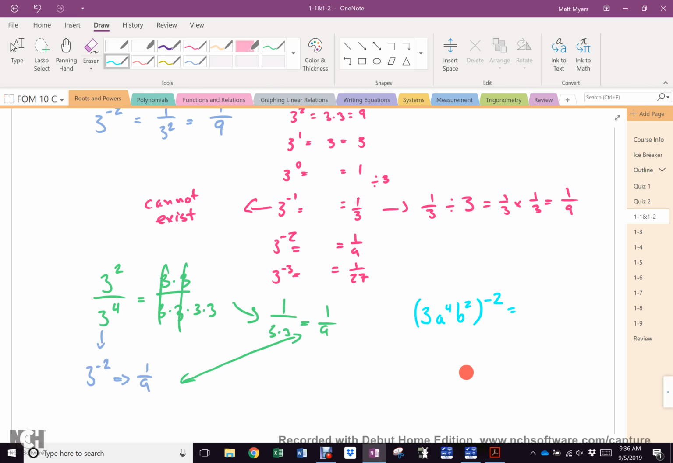Would anybody like to tell me what they did first? Not the answer. Gideon? I multiplied the exponents inside by the exponent outside. So you went to this: 3 to the negative 2, a to the negative 8, and b to the negative 4. That's the first thing you did? Okay. Does everybody understand why Gideon did that? Did he follow one of our rules? There's an exponent outside. He applied it to everything inside, right?